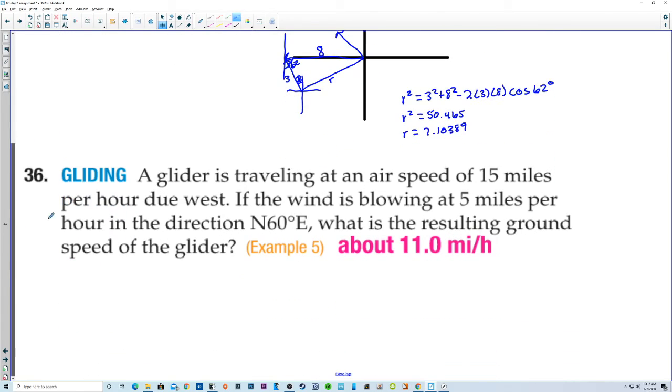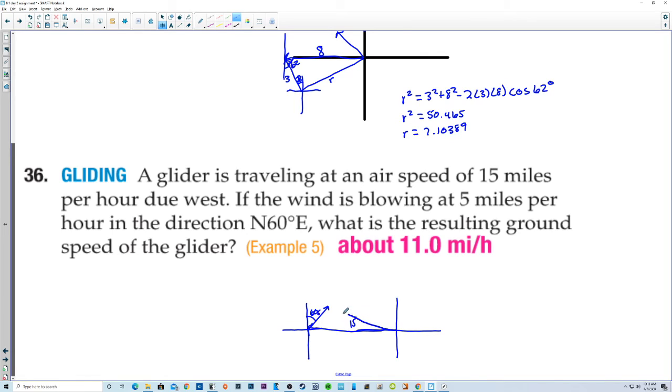That one's a little different in that they give you the resulting speed. A glider is traveling at an airspeed of 15 miles per hour due west. Let me see. So let's start over here, going due west. Glider's traveling at a speed of 15 miles. That's 15. If the wind is blowing at 5 miles per hour in the direction of north 60 degrees east, so 60 degrees on the east side of north. So that is 60 and at 5 miles per hour.